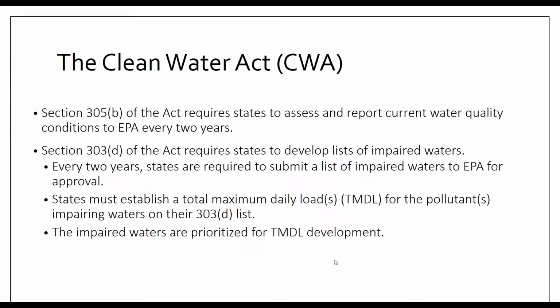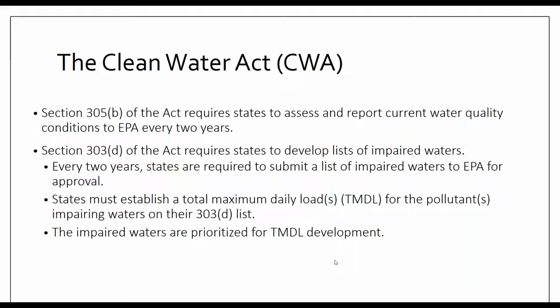There we go. So the short answer is the Clean Water Act. Section 305(b) of the Clean Water Act requires states to assess and report water quality conditions to EPA every 2 years. Section 303(d) of the Act requires states to develop lists of impaired waters every 2 years. The states are required to submit a list of these impaired waters to EPA, and EPA approves our 303(d) list.